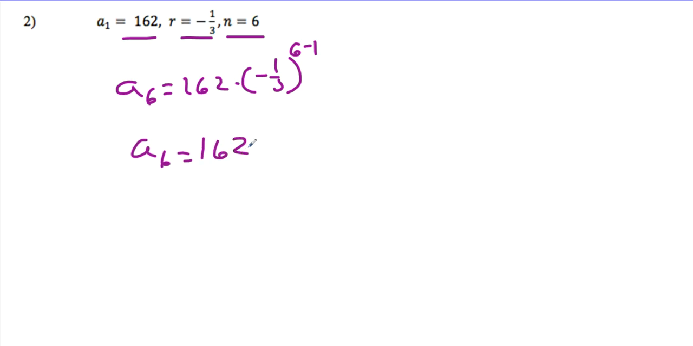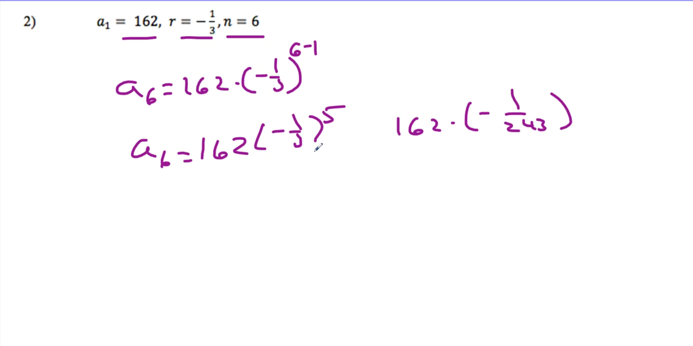times 1/3 to the 5th power, which is 243 or something like that. So you just have 162 times negative 1 over 243, because that's 9 times 9 times 3, which is equal to negative 2/3. And that's it. That's all you have to do. Don't overcomplicate. We can make it more complicated, though.